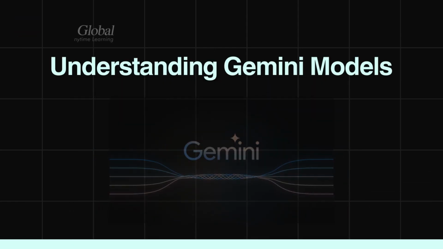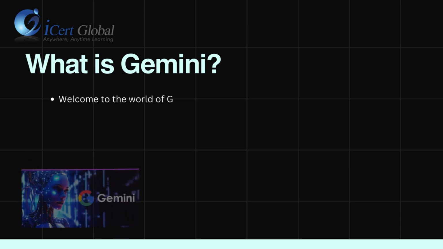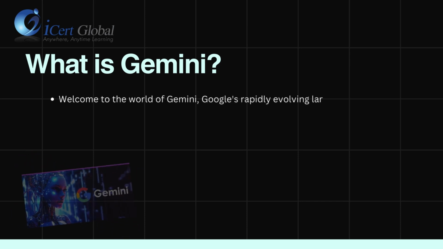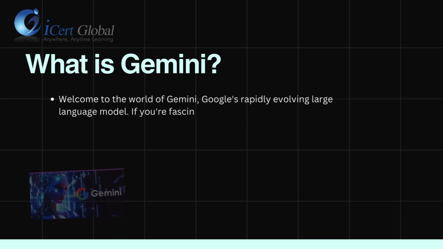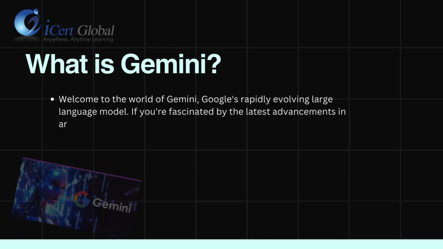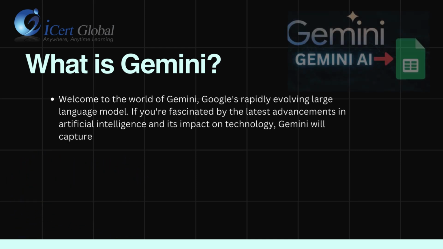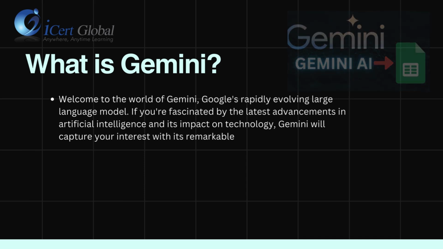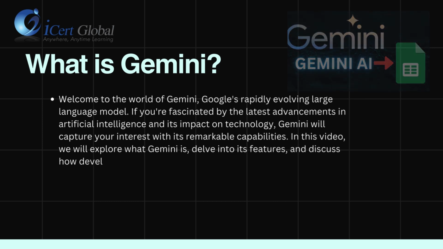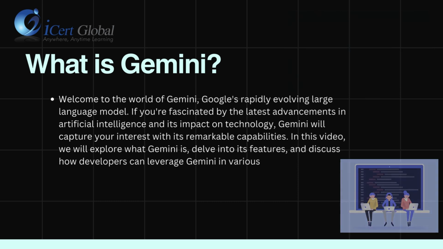Understanding Gemini models. What is Gemini? Welcome to the world of Gemini, Google's rapidly evolving large language model. If you're fascinated by the latest advancements in artificial intelligence and its impact on technology, Gemini will capture your interest with its remarkable capabilities. In this video, we will explore what Gemini is, delve into its features, and discuss how developers can leverage Gemini in various applications.